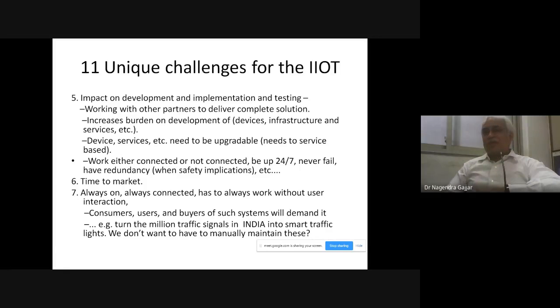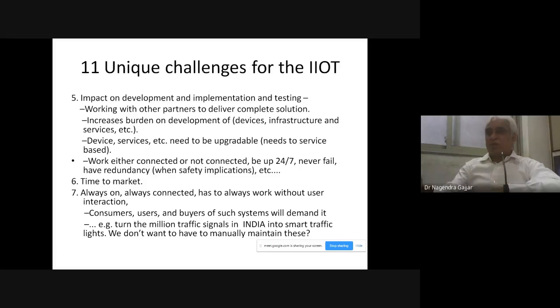Time to market is one of the key things, as I said. Now you provide a solution, but your solution is not scalable. You take 1 year to get the solution to be in the market. So this is also a unique challenge for the IoT. And always on, always connected has to always work without user interaction. So this is the challenge, right?